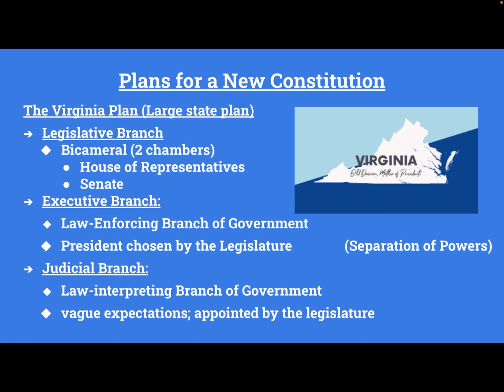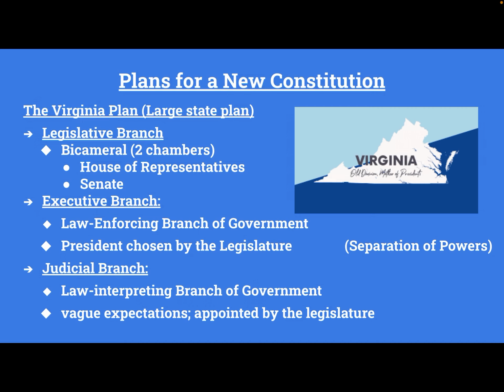And so what it did is it called for three branches, just like Montesquieu, three branches. You had a legislative branch. It was bicameral, ding, ding, ding. There is a vocab word for you, bicameral, which means two chambers in that Congress, where they said there was a lower house called the House of Representatives. You had the upper house, which was the Senate. All were based upon population. The executive branch was the law enforcing branch. This was new.